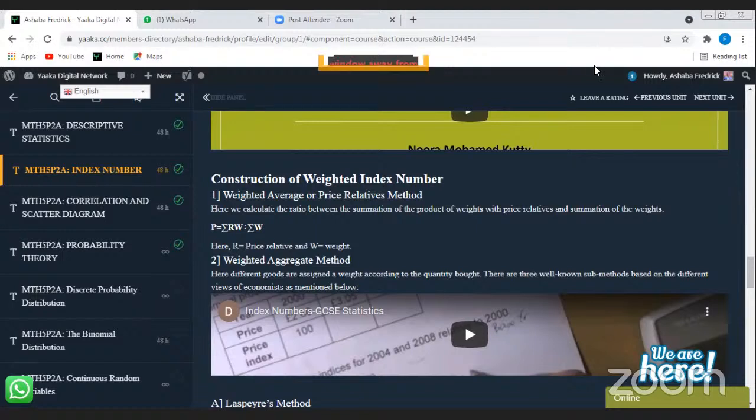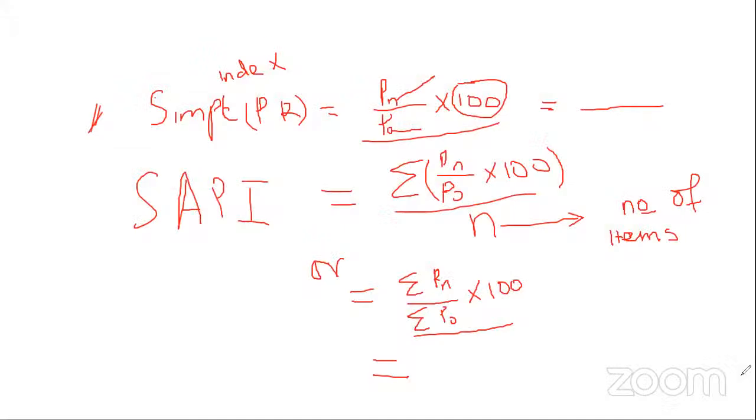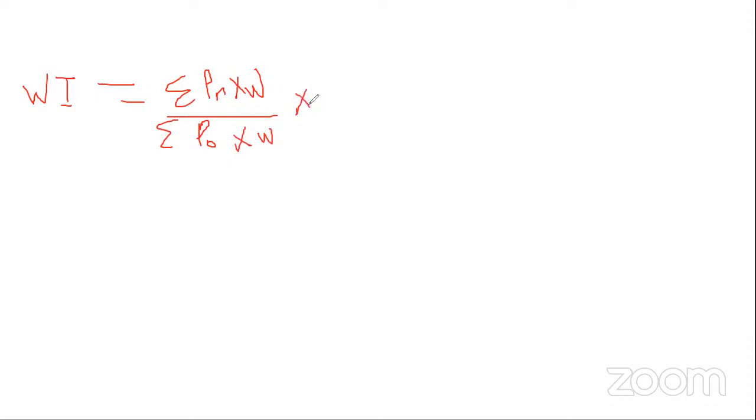So let us still go back for a more detailed explanation here, which is not in the notes of our formulas. So the weighted index, what we do, we get summation of Pn times W over summation of P naught times W, times 100. So this is one of the methods. So this is when we are given individual prices.